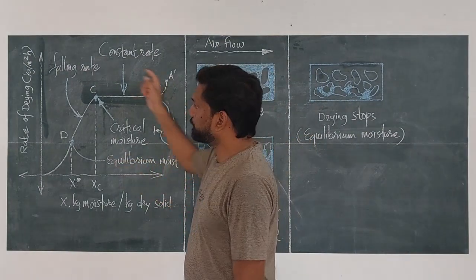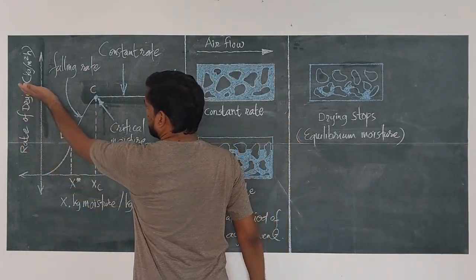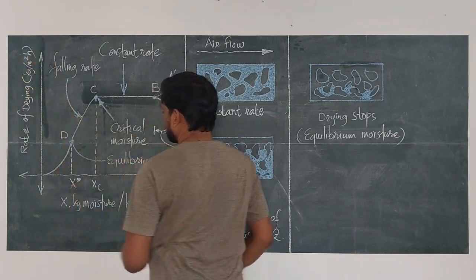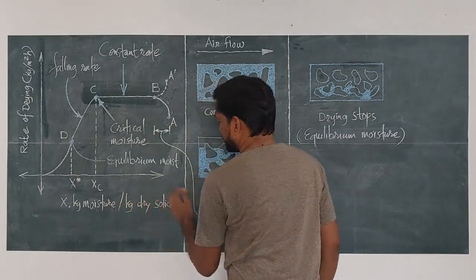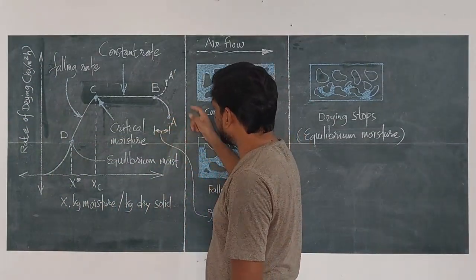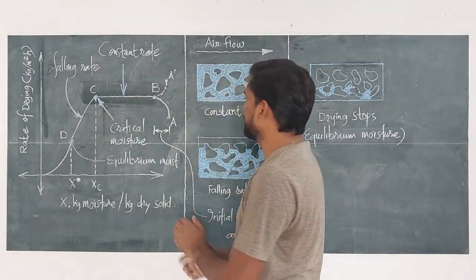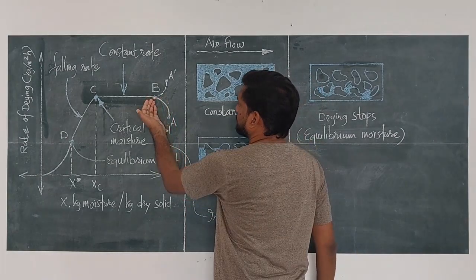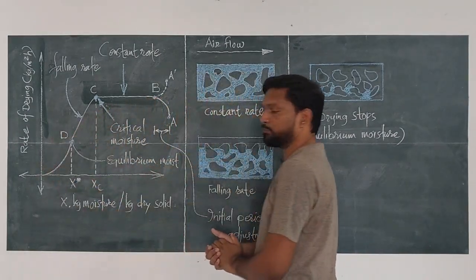Let me explain the curve first. This is the curve of rate of drying in kg per meter square per hour versus the kg of moisture per kg of dry solid. The drying is commencing here at point A or A dash and along the curve B, C, D up to 0.